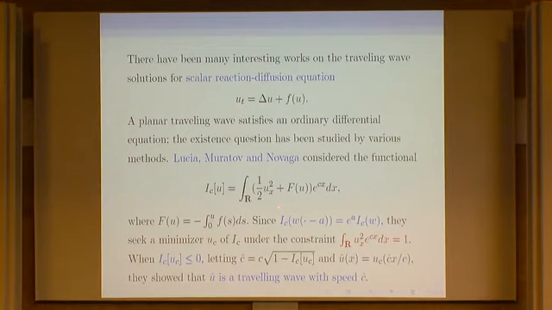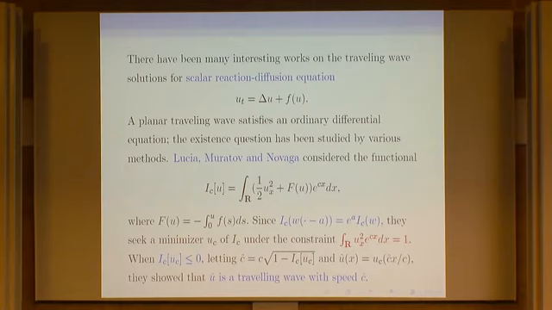C is unknown. So firstly, you have to determine C, that's the speed. And once you can determine the speed C, then you try to find a critical point, in particular a minimizer of this I of C. It will give you a traveling wave. Here, let's just look at this f of u. This is the so-called Nagumo equation, and capital F is just the integral of small f.